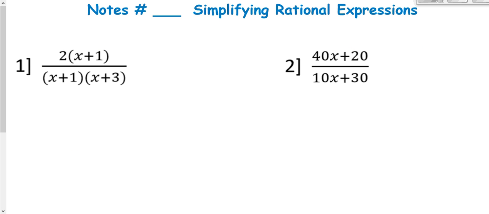Okay, so let's figure out what notes number we're on for today. I'm sure you can look in your notebook and figure that out. I don't actually know. I should have looked that up.